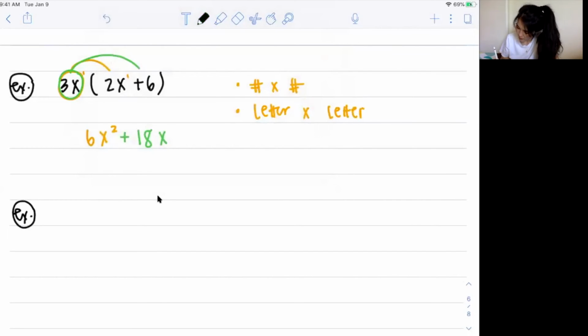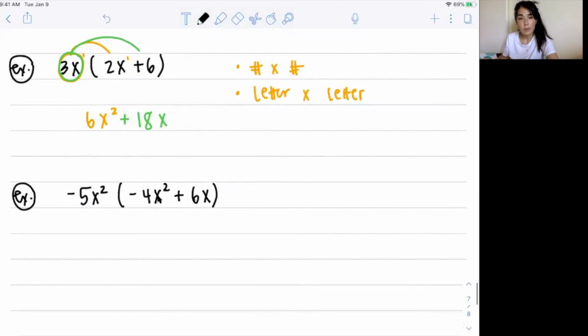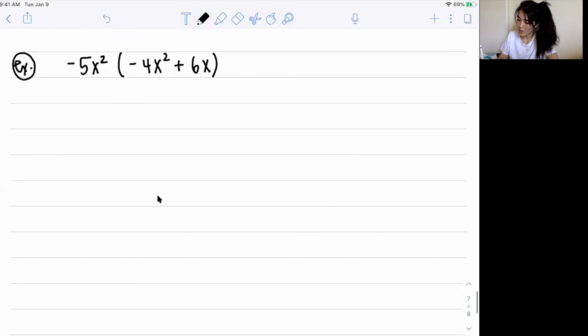Let's say we have negative 5x squared times negative 4x squared plus 6x. All right, so same idea here. Watch, you have a negative that you're distributing. We're going to take this entire first term and we're going to distribute it to that one inside the parentheses. So number times number. Negative 5 times negative 4 is 20. Now letter times letter. X squared times x squared.